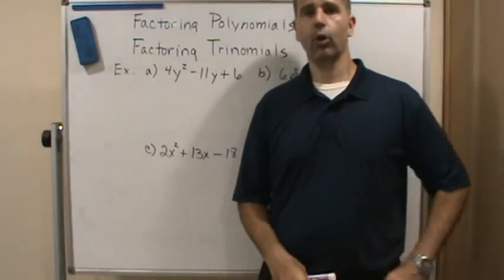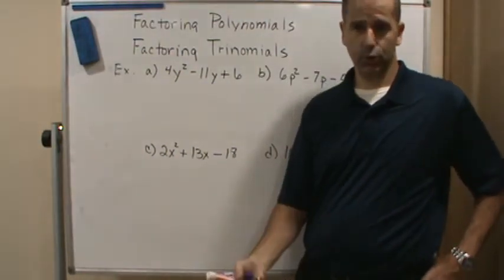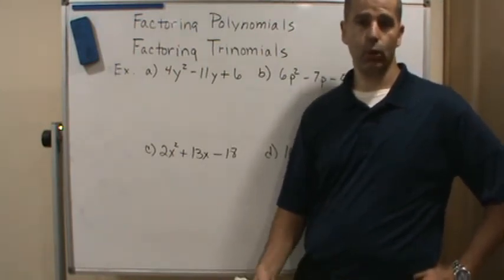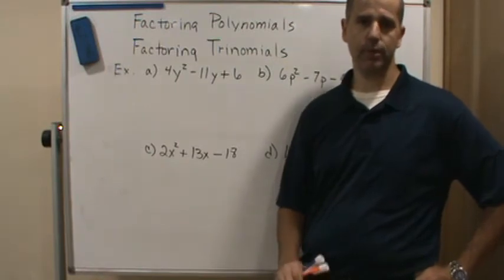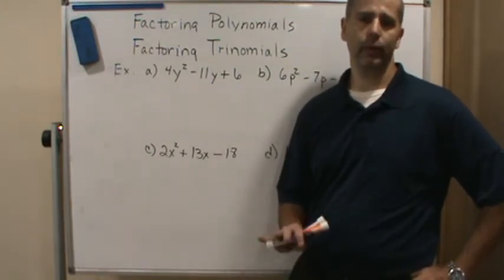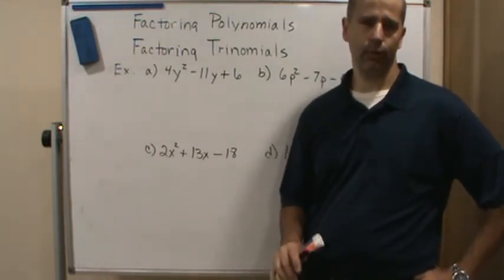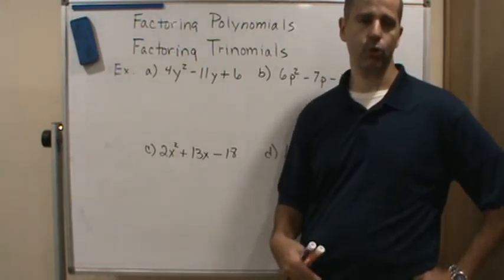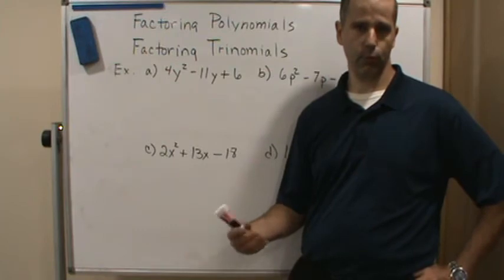Okay, so back to factoring. In this case, we're going to be dealing with trinomials, factoring trinomials. Now the first thing that you read in the book, and most textbooks start out with, is the trial and error method, where you try to do the FOIL method in reverse for trinomials.